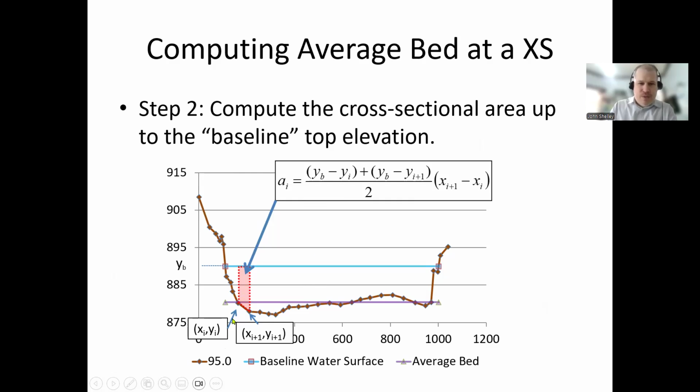The equation for this area is the depth of your baseline, your top elevation, minus the depth at your first point, plus that top elevation minus the depth at the second point, divided by 2. So it's your average depth amongst those 2 points, times your horizontal distance between your 2 points. So this station minus that station gives you the horizontal distance. So it's the equation for a polygon.